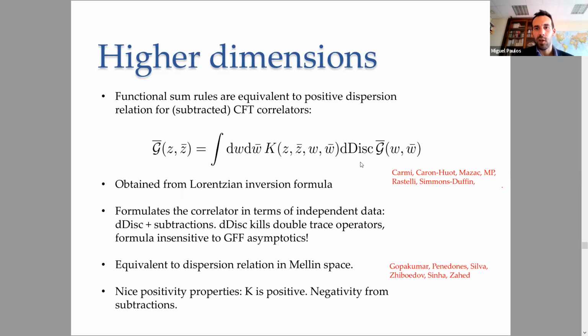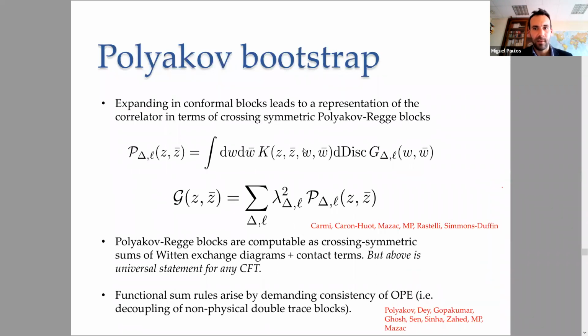The functional sum rules can also be related to a dispersion relation for CFT correlators. These positivity properties of the functional actions follow from this expression for the CFT correlator. You can express a CFT correlator in terms of its double discontinuity smeared against some positive kernel. If you expand this relation in powers of z and z bar, you recover the functional sum rules that I wrote before. I have to go very fast. This is related to the Polyakov bootstrap, which I don't have time to review.